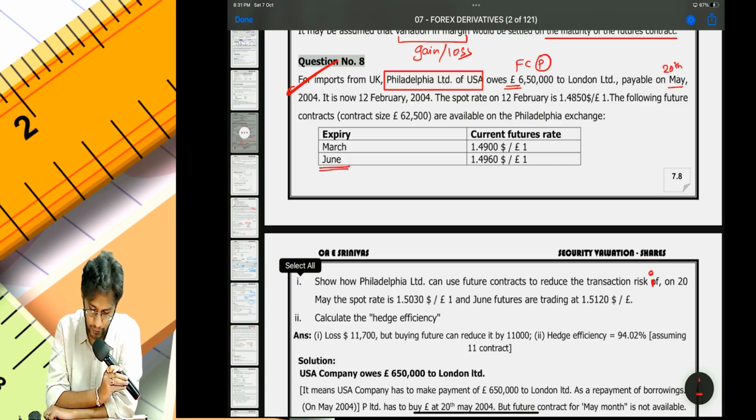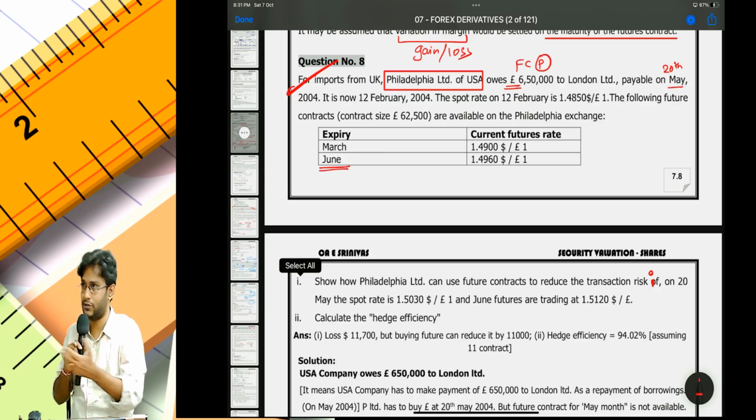The 20th May spot rate is given because ultimately you have to buy pounds in the open market, and June futures are trading at some price. Why did he give you the June futures price? You have to exit, that's why. Normal question only. Second bit, calculate the hedge efficiency. What is hedge efficiency? I have to tell you, otherwise there is no point of doing this question.